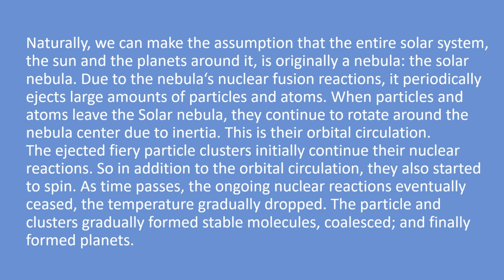Naturally, we can make the assumption that the entire solar system, the Sun and the planets around it, was originally a nebula, the solar nebula. Due to the nebula's nuclear fusion reactions, it periodically ejects large amounts of particles and atoms. When particles and atoms leave the solar nebula, they continue to rotate around the nebula center due to inertia. This is their orbital circulation.